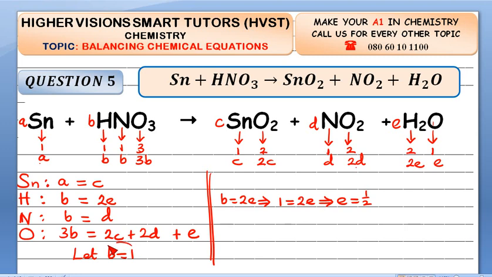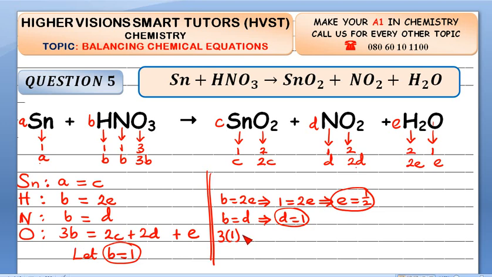Okay, B is 1, you keep that somewhere. E is half, you keep that somewhere. Let's come to this last equation here. For nitrogen, B is equal to D, and of course we've gotten B. We said B is 1, so D also is going to be 1. Okay, we've gotten D also. Let's now move on to the last equation, which says 3B, that is 3 into B, and B is 1, so I write 3 into 1.